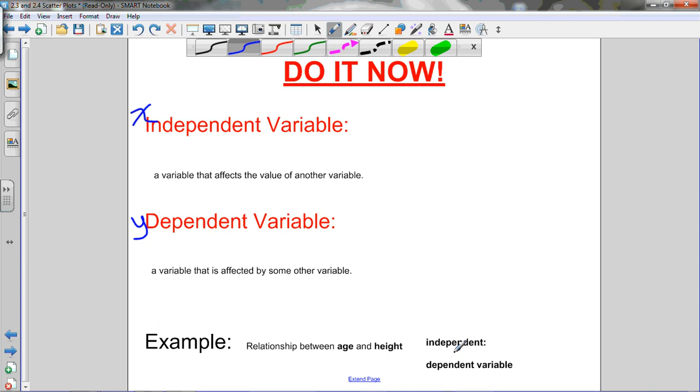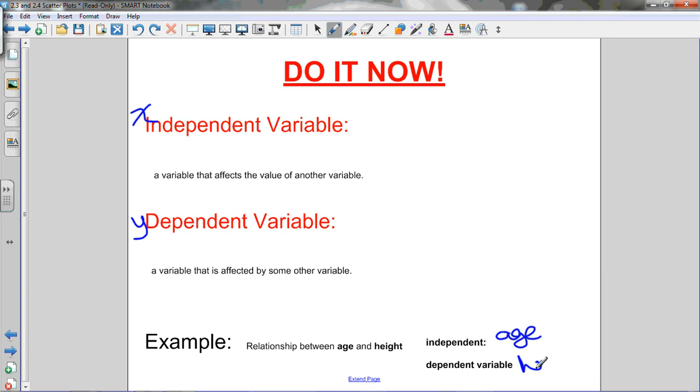Up until a certain point, of course. But a person's height does depend on their age. The age is the variable that affects the height, and the height is affected by the age. So my independent variable is age, and my dependent variable is height. The height of a person depends on their age.